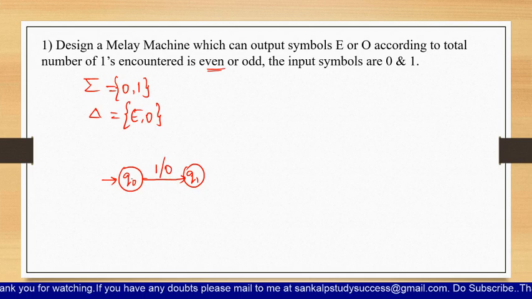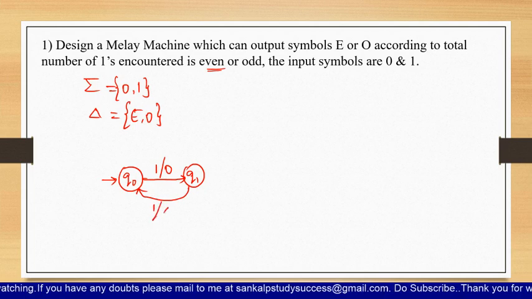So here, if we are moving from Q1 to Q0 by applying 1, then it will become even, right? Because here it is odd. If it is 1, it is odd. If it is moving 2 times, then it is even. If it is moving 3 times, then it is odd. That means we have to count the number of ones and say whether the number is even or odd.